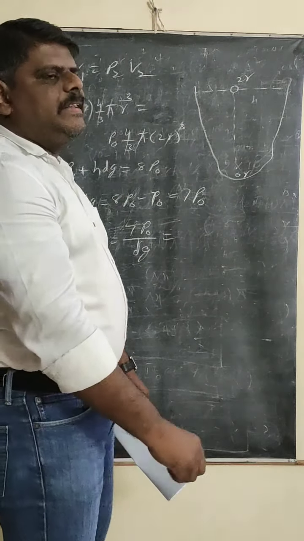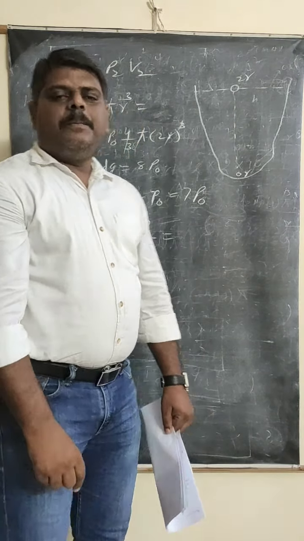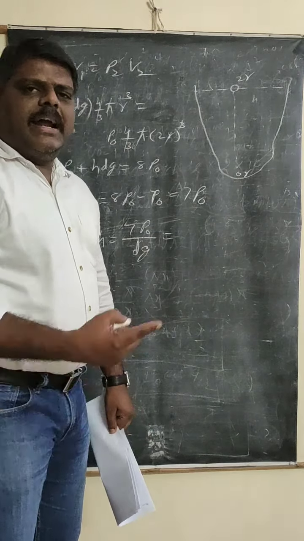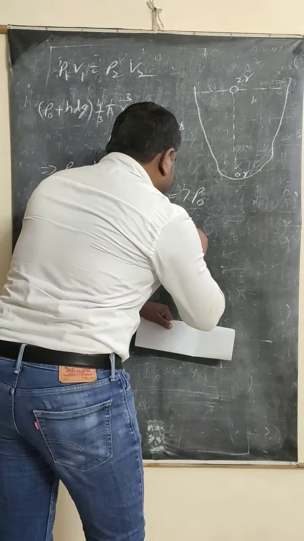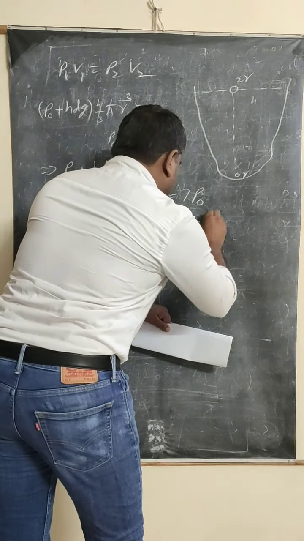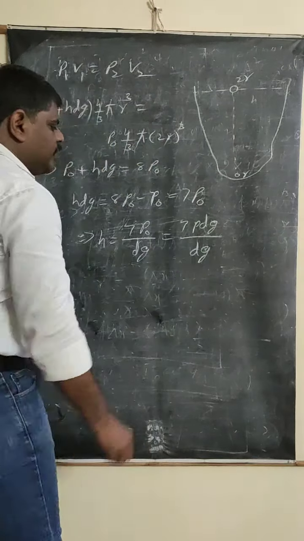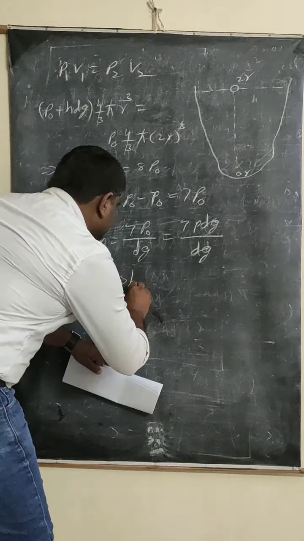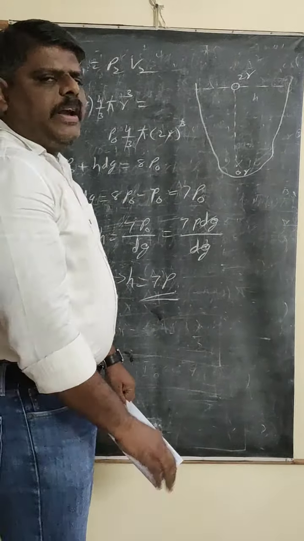But the problem says the atmospheric pressure is due to P centimeters of height. So P0 equals HDG, and in place of H you write P centimeters. That implies it can be written as 7 into P into D into G by D into G. DG will be cancelled, so H equals 7P. This is the option. Okay, don't be confused here.